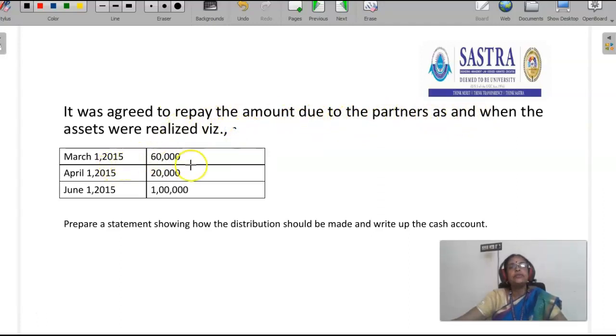On March 1, 2015, 60,000 worth of assets realized. Then on April 1, 2015, the firm gets 20,000. On June 15, 2015, the firm gets 1 lakh out of the realization of the assets. Prepare a statement showing how the distribution should be made and write up the cash account.